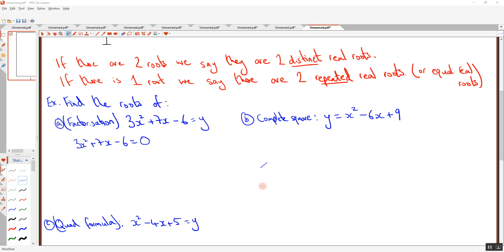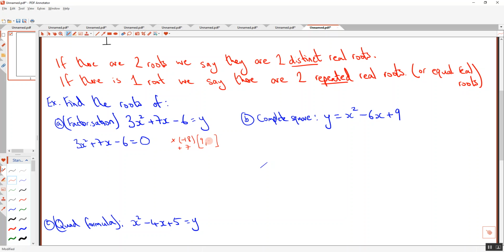Okay, ready to have a look at some of these? Let's do the first one, okay? I'm going to use my method, that is foolproof. Just remember it, I want two numbers that multiply to give negative 18, because we've got a 3 in front of the x squared. The same two numbers have to add to give positive 7, what are the two numbers?